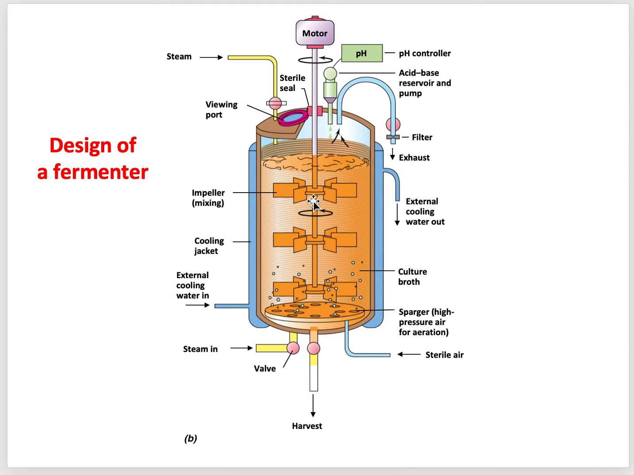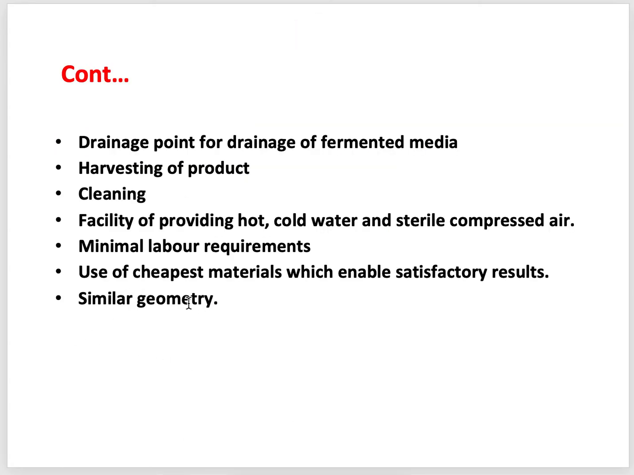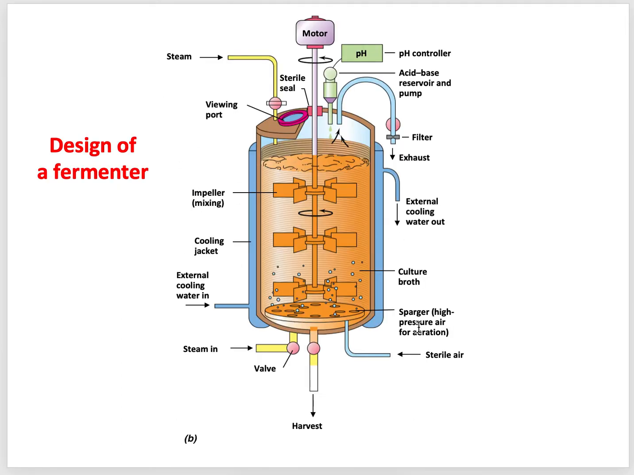Okay, we just don't directly go to the bigger one. So here, similarity in geometry means the design, the geometry of the final fermenter should be the same as the design of the pilot fermenter. Actually, in the pilot fermenter, we do the scaling up. Okay, so if the geometry is the same, then there will be less variation. I mean, the same geometry means the environment inside the fermenter will be similar.